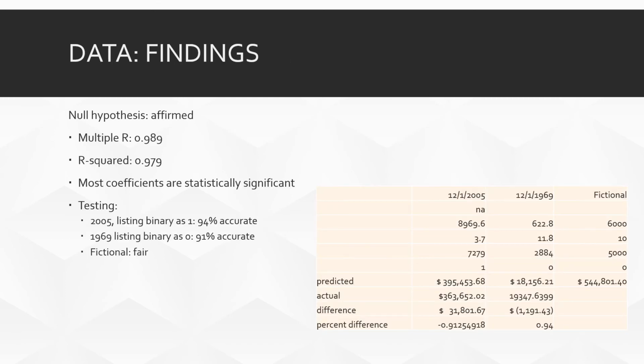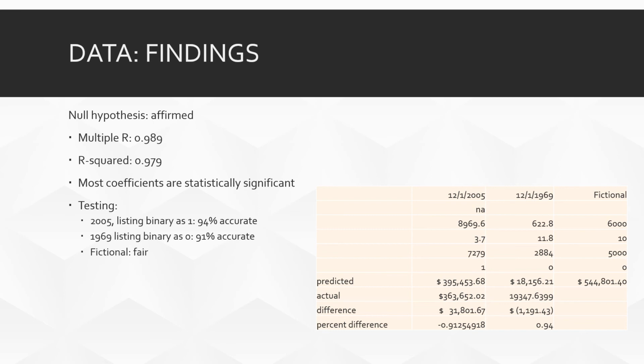So with our data findings, after we saw the multiple R and the R squared being so high, we were able to create an accurate testing mechanism of using the point slope formula with the coefficients added into the formula to create predicted amounts of global GDP based off of America's economic health. Using the data from 2005, which used a binary of 1, it's 94% accurate.